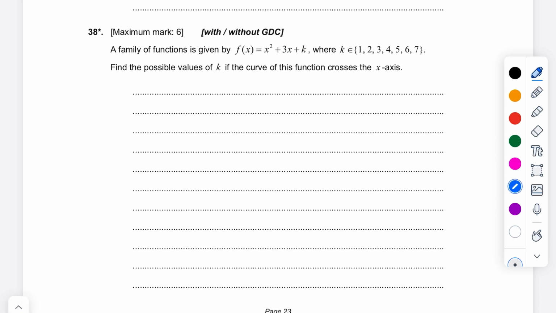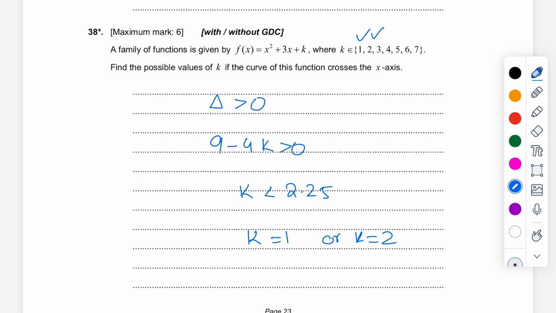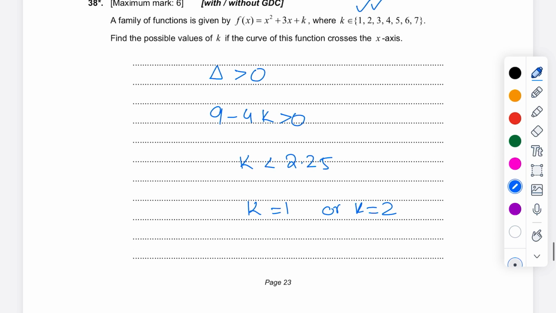Question number 38. A family of functions. Find the possible values of k if the curve of this function crosses x-axis. Crosses x-axis means b square minus 4ac should be greater than 0. So b square 9 minus 4k is greater than 0. So k is less than 2.25. So what are the numbers which is less than 2.25? K equals to 1 or k equals to 2. Out of these numbers, you have to check which are the numbers less than 2.25.